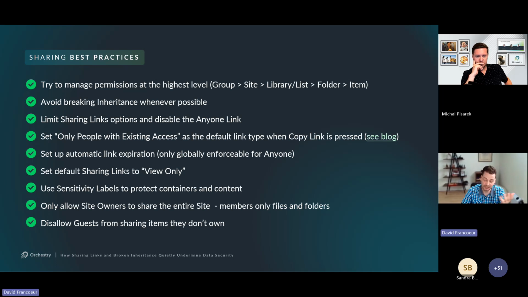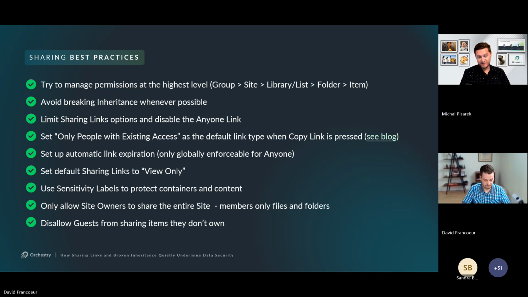Expiration is a great idea. For anyone links, please, if you're using them, put expiration dates on them, because at the very least, you're not going to remember to come back and turn it off. It will auto expire. Make sure those links are defaulting to view and not edit. Definitely use sensitivity labels. Another one I really like are these two ones Michael and I often talk about as easy ones to miss. The second from the bottom one is you can set that only owners of a site can share the entire site, but only then the members are only allowed to share individual files and folders. This is a really good one. Yeah, again, it's not a default option, which is painful, but it is an option that's available there.